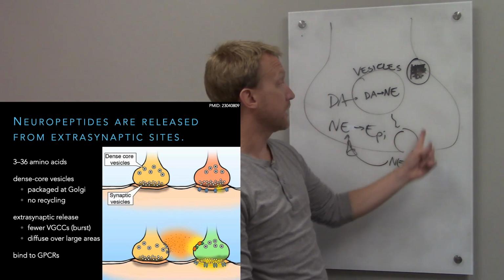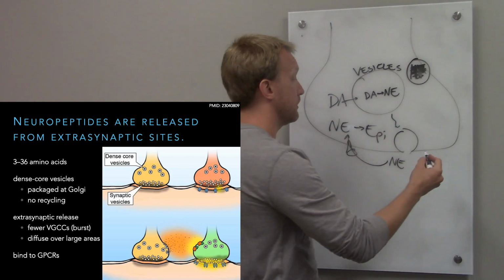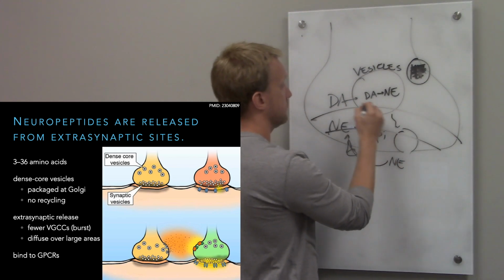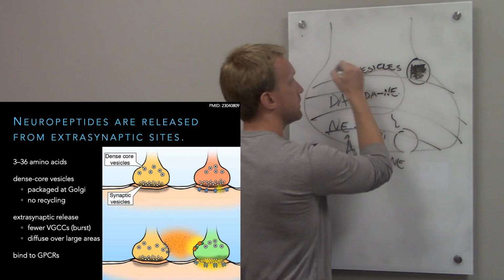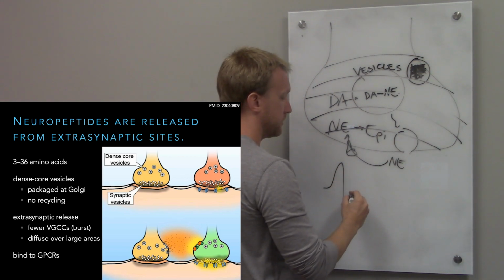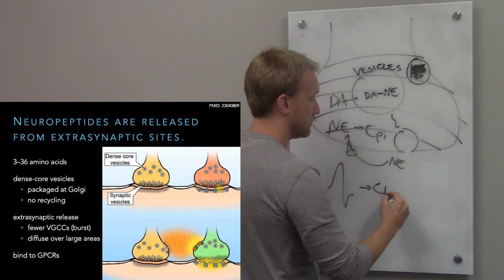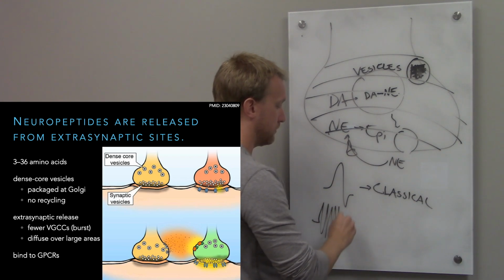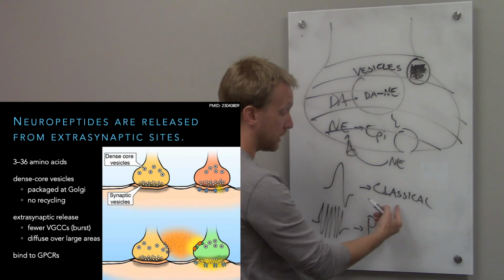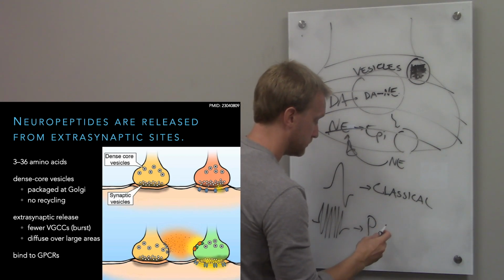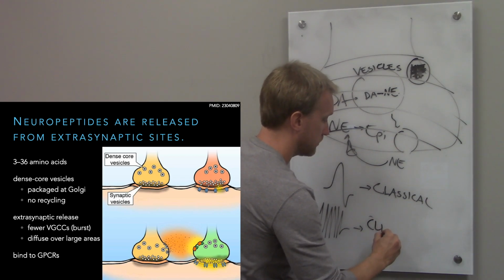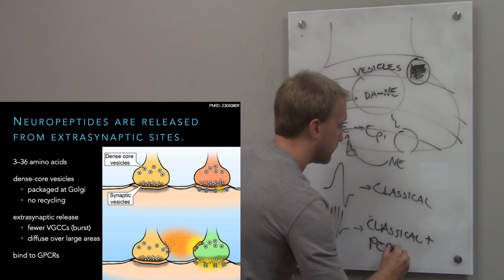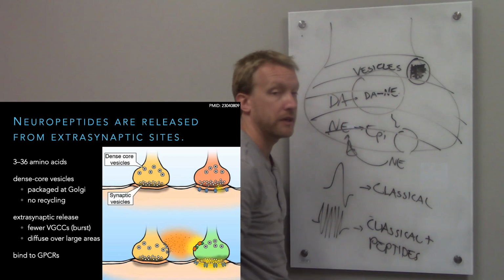Okay, notice we're far away from the active zone. So if we want calcium to get here, one action potential will give us calcium here, and 2 action potentials here, and 3 here. So we're going to need a burst of action potentials. 1 action potential will give you your classical neurotransmitters, but if we want peptide, we need to see a burst. We'll still get classical, but we'll also start to release neuropeptides.